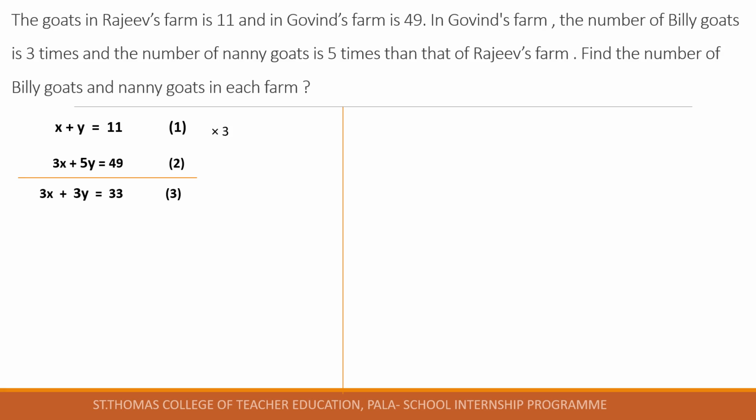And we call that equation 3. Is there any change for equation 2? No. So 3x plus 5y equal to 49. Now my question is, how will you solve this? Good. By subtracting. Which equation from which equation? We subtract 3 from 2, isn't it?